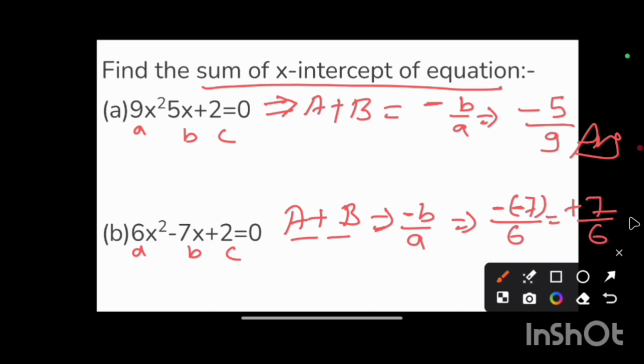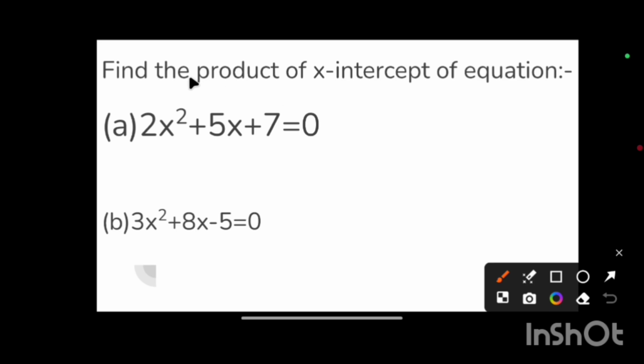Next, for the product, we multiply them, and this is a time consuming method. So we can know the formula. It is a, it is b, and it is c. We can assume alpha and beta are the 2 roots of this equation, and the product is equal to c over a. What is c? c over a is 7 over 2.